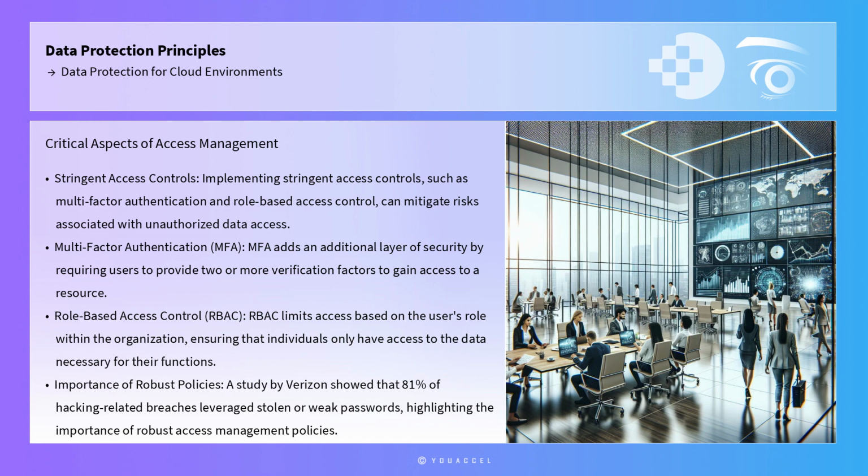Access management is another critical area that requires attention. Implementing stringent access controls, such as multi-factor authentication and role-based access control, can mitigate risks associated with unauthorized data access. MFA adds an additional layer of security by requiring users to provide 2 or more verification factors to gain access to a resource. RBAC, on the other hand, limits access based on the user's role within the organization, ensuring that individuals only have access to the data necessary for their functions. A study by Verizon showed that 81% of hacking-related breaches leveraged stolen or weak passwords, highlighting the importance of robust access management policies.